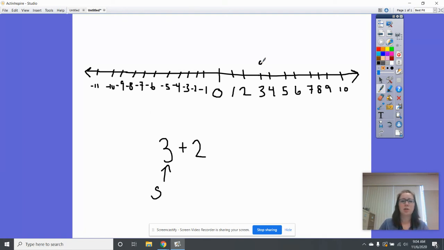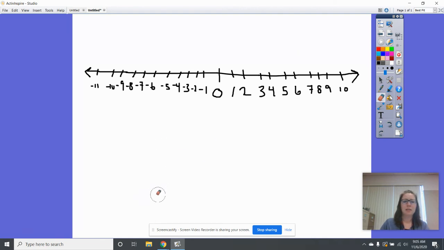So we start at the 3. I'll put a dot right here over the 3. And then plus means we're going to move forward. And I'm just moving forward 2 spaces. So 1, 2, boom, our final answer is 5. So that's a really basic example of adding on a number line.